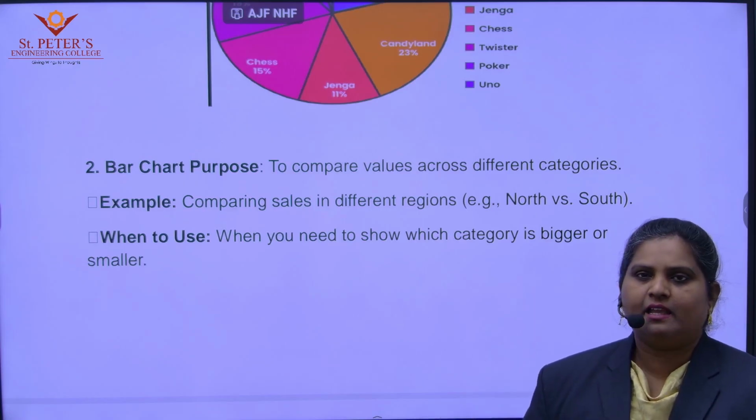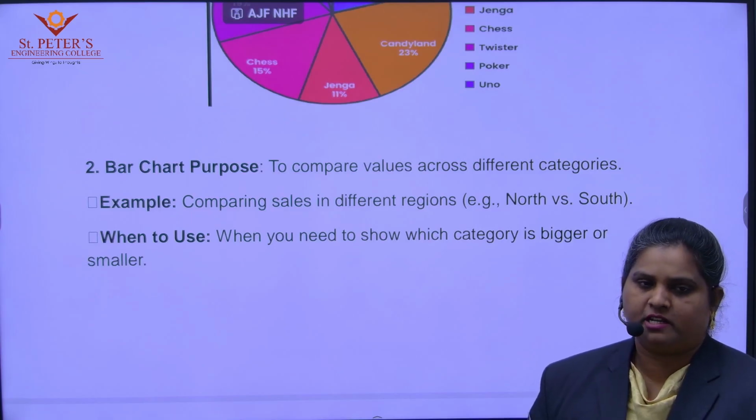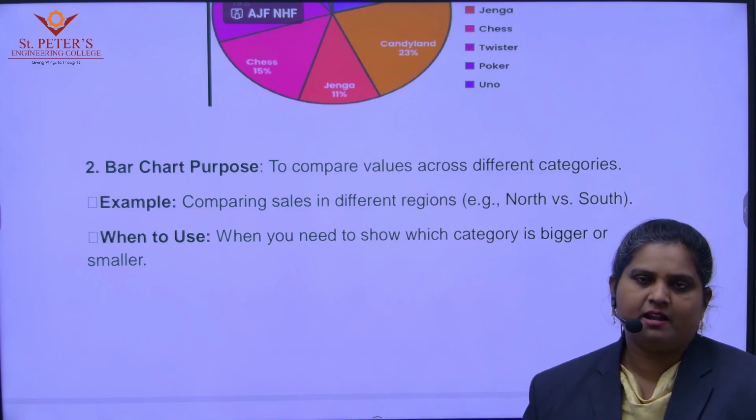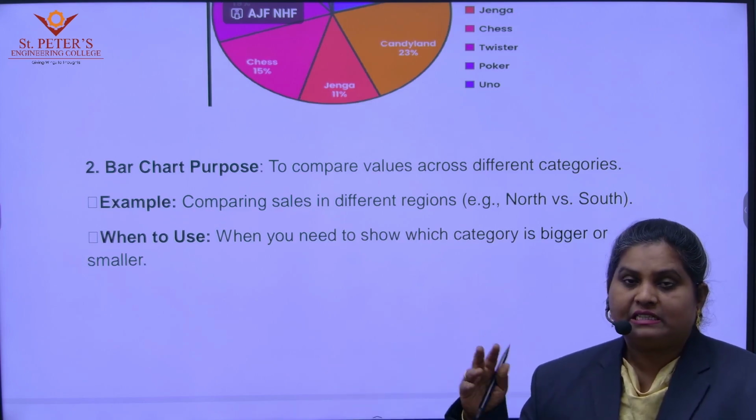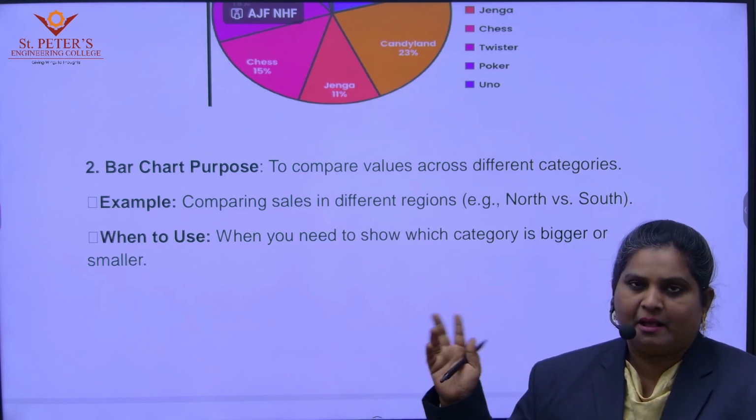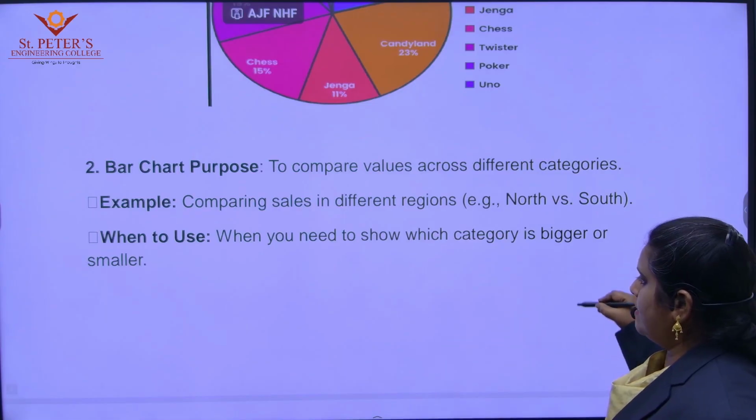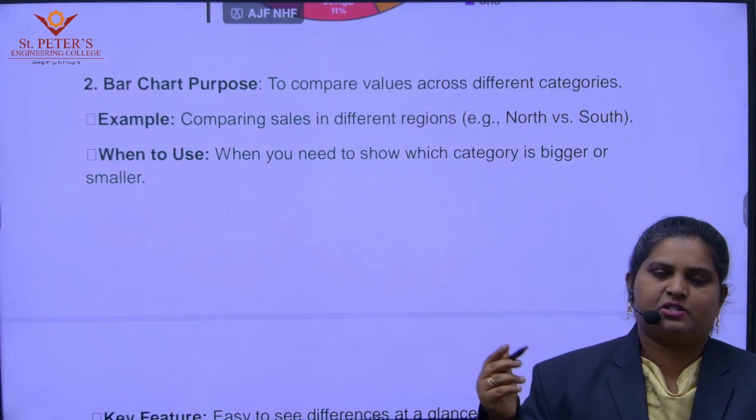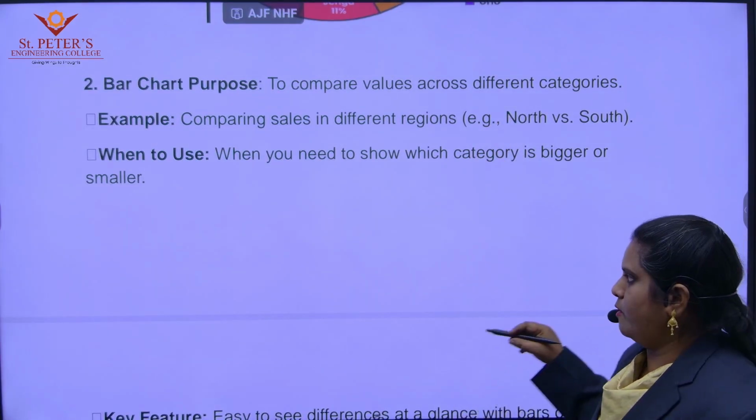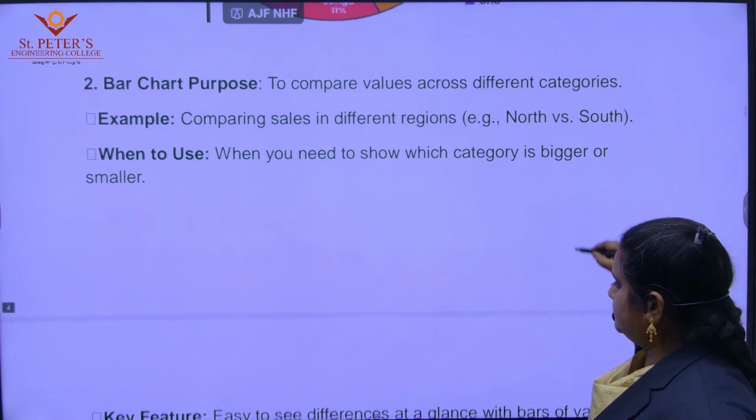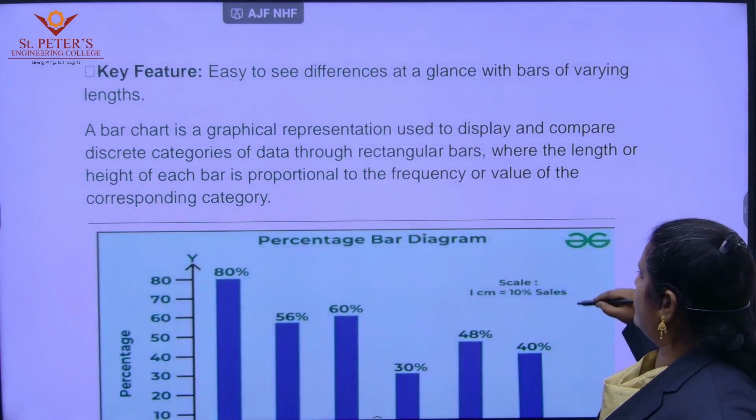Before, some 5,000 members had purchased that product, and now the same one has been taken by some 200 members. So this is a comparison, and for that they can use the bar chart, to identify whether a category is at a bigger level or a smaller level. Here I will show one example.